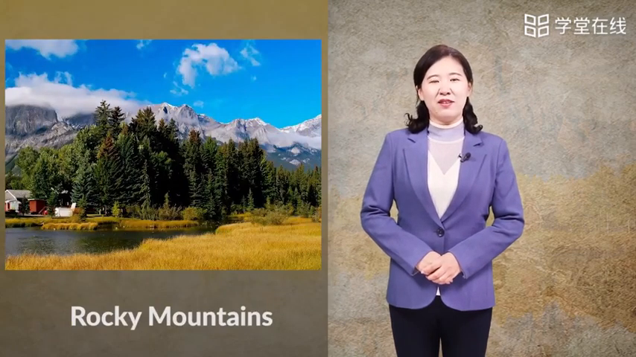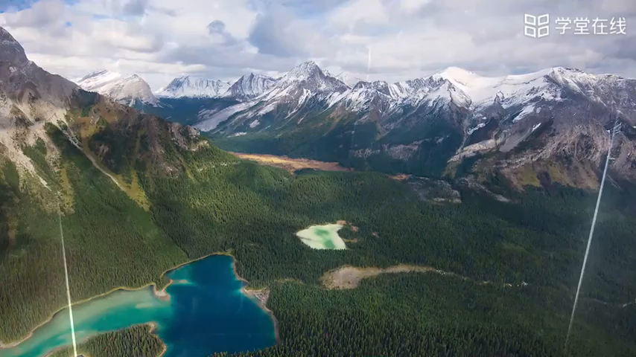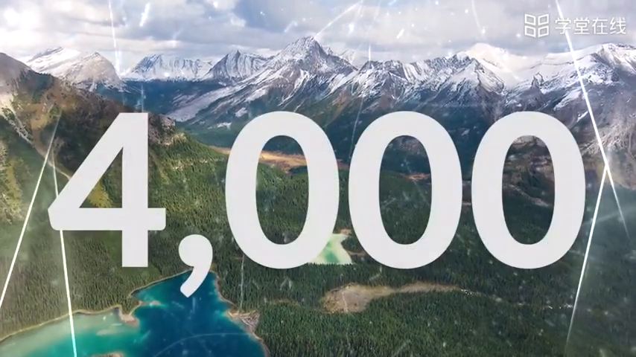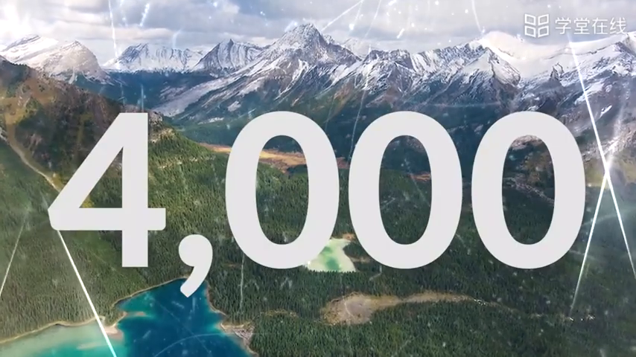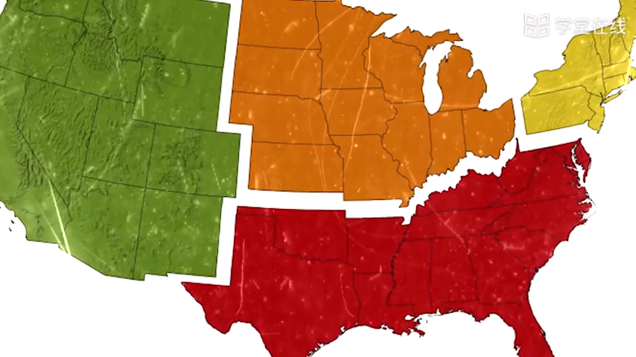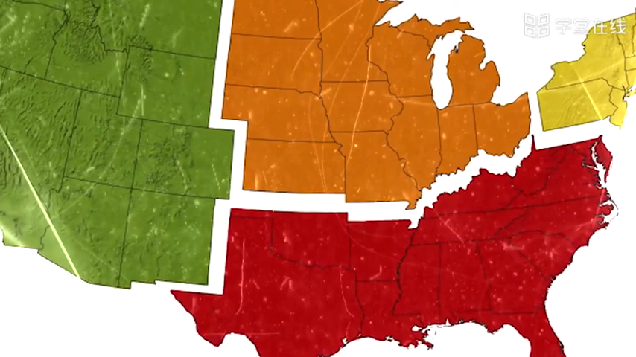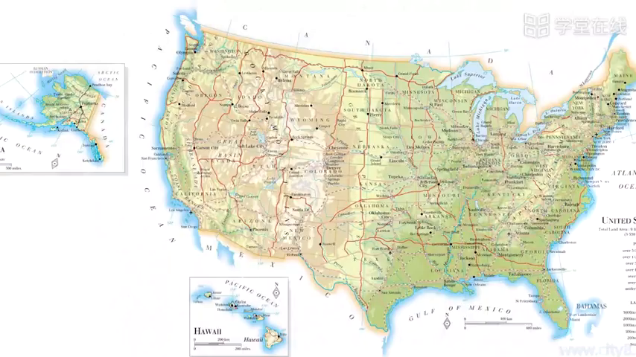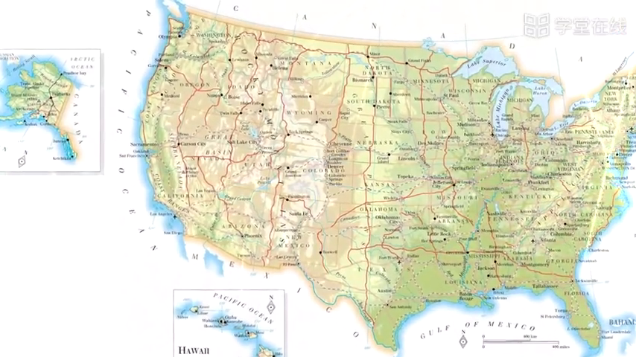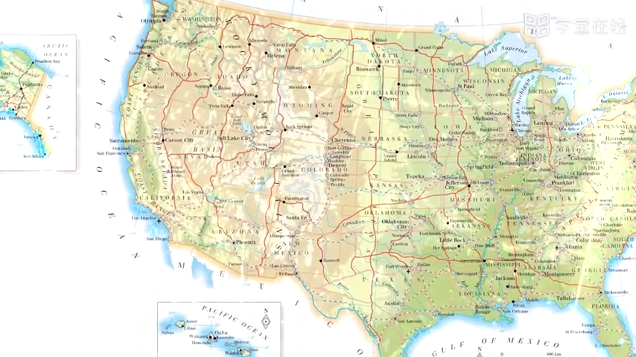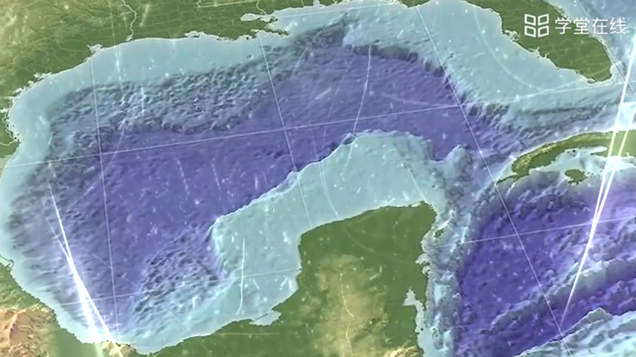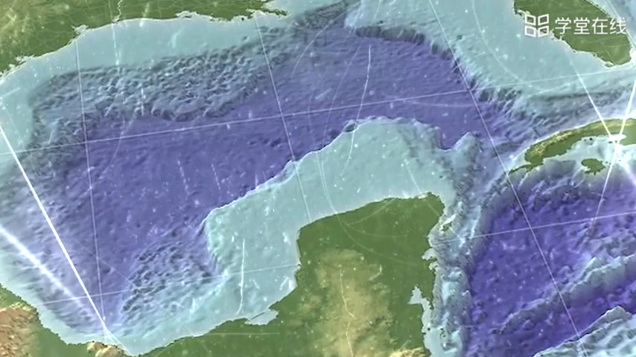The Rocky Mountains are a spectacular scene on the western plateaus. Its average altitude is over 4,000 meters above sea level. The Great Plains lie between the Appalachians in the east and the Rocky Mountains in the west. It occupies almost 1/3 of the landmass on the continent. They stretch from the Great Lakes in the north to the Gulf of Mexico in the south.